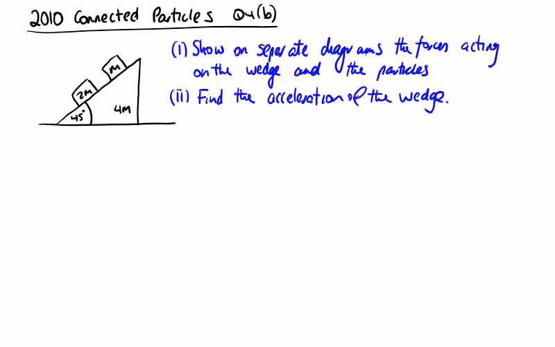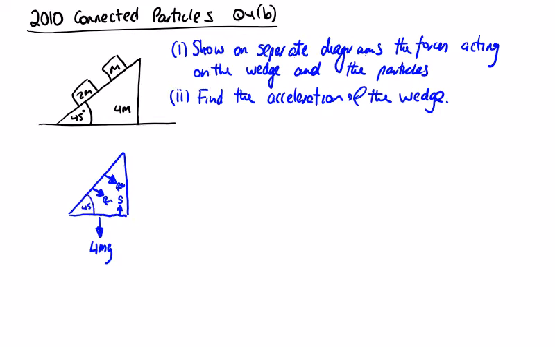Okay, let's look at the forces at play here. Let's look at the wedge first. So we've got two reactions in this question. We'll call them R1 and R2 between the particle and the wedge. It's 4m, so we have 4mg coming down. We also have this reaction force between the wedge and the smooth surface, which doesn't come into the question, but we'll call it S. And we have our 45-degree angle.